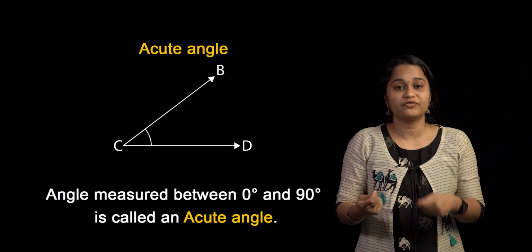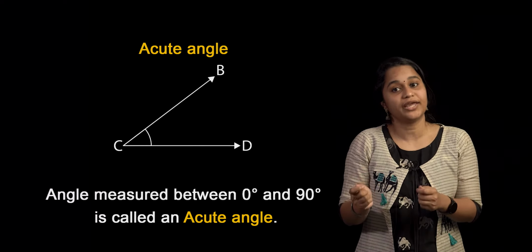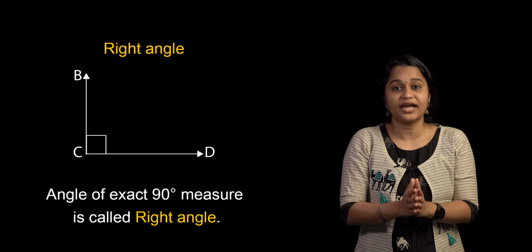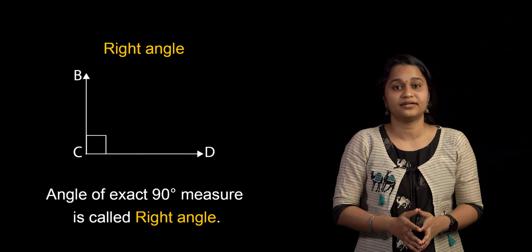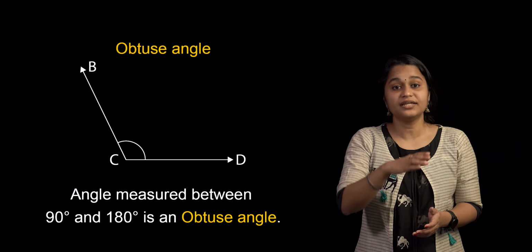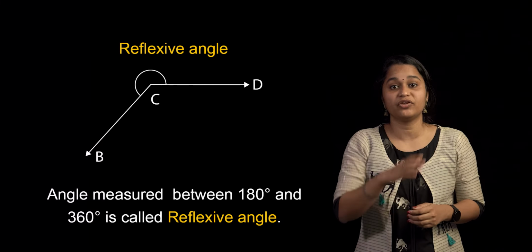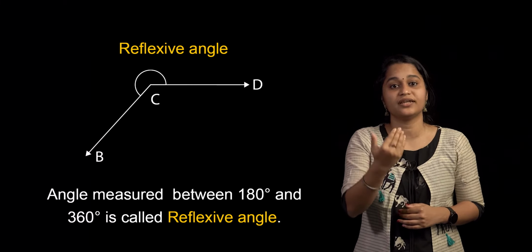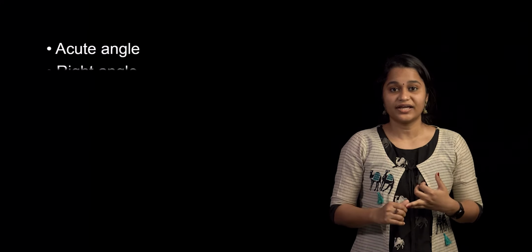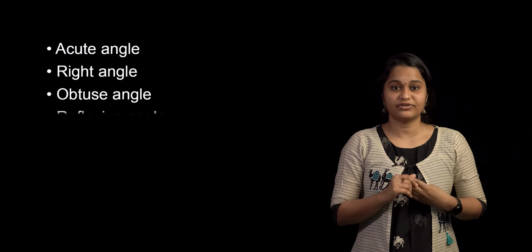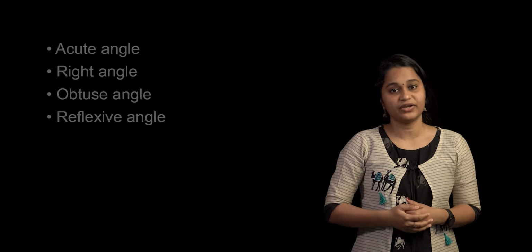We usually classify angles on the basis of their expanse. As we already know, an angle is measured in degrees. So, if an angle measures between 0 degree and 90 degree, it is called an acute angle. And if it is of exact 90 degree measure, then it is called a right angle. If an angle measures between 90 degree and 180 degree, then it is called an obtuse angle. And if an angle measures between 180 degree and 360 degree, then it is called a reflexive angle. What's it again? Acute angle, right angle, obtuse angle and reflexive angle. So this is one way of classifying angles.